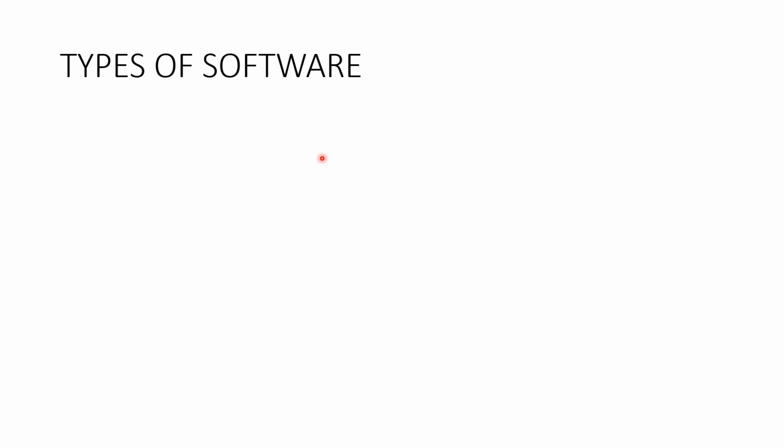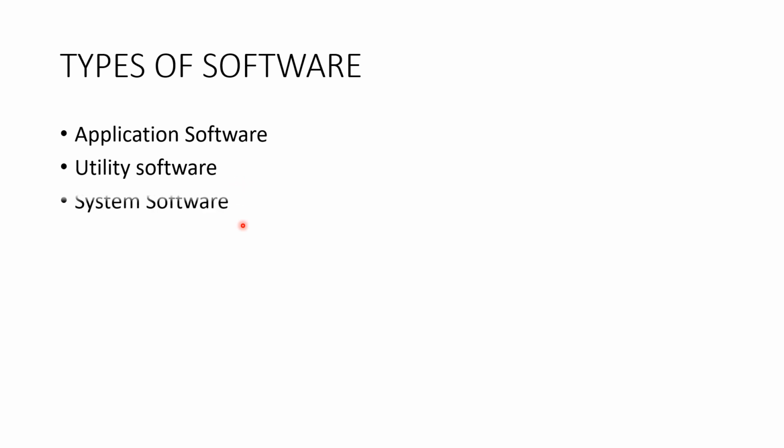Now we'll see the types of software. First one is application software. Second one is utility software. And the third one is system software. These are the three types of software.